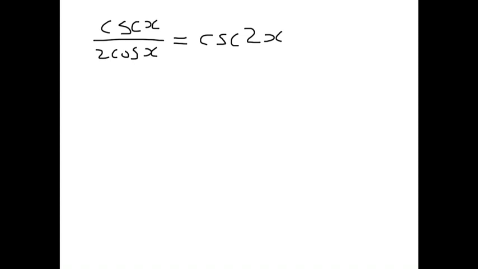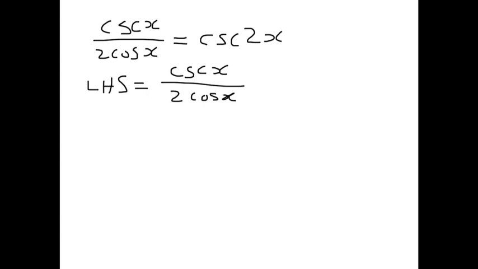So that's what I'm going to do here in this proof. I'm going to start on the left hand side and I'm going to manipulate it so that it eventually looks like the right hand side. Okay? So in starting my proof, I'm going to say left hand side equals what it is. So cosecant x over 2 cosine x.